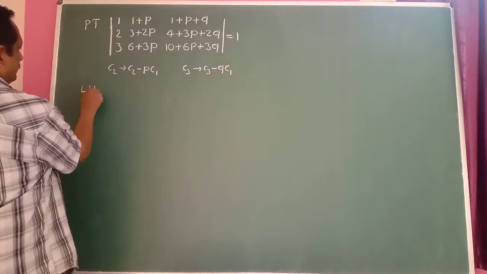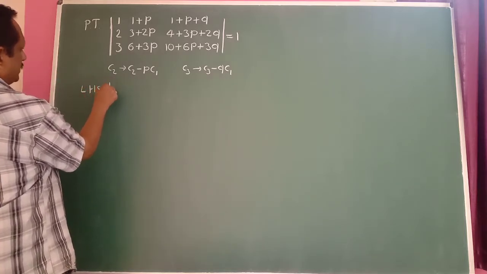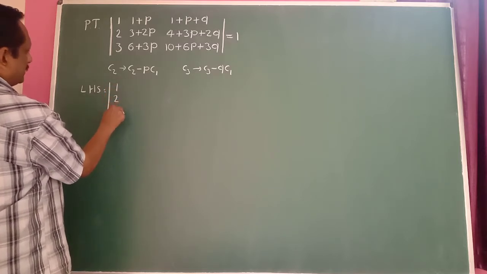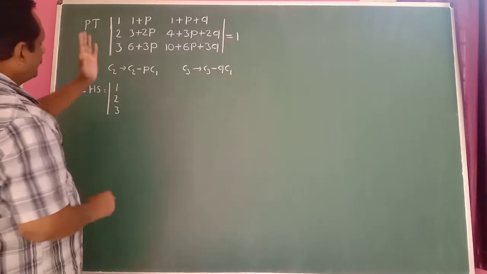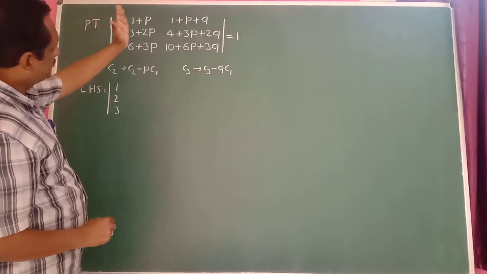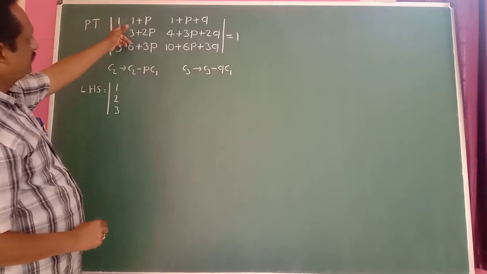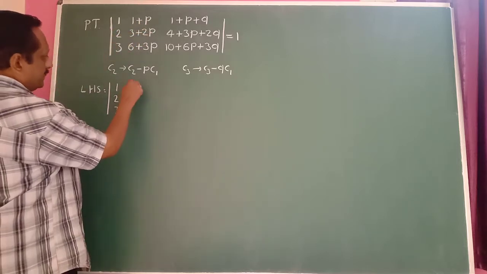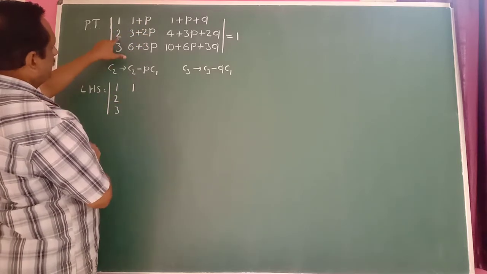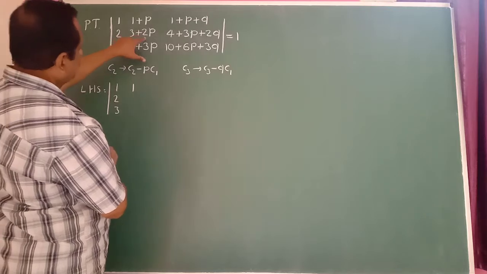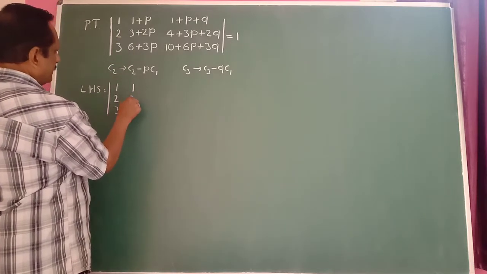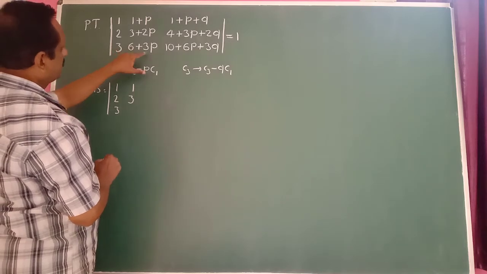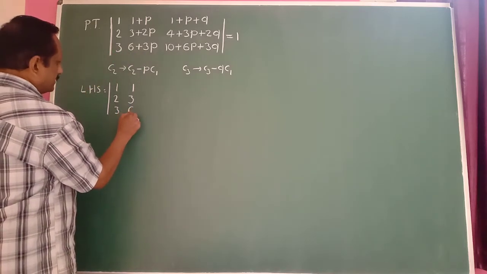So LHS is equal to the determinant of 1, 2 and 3 here. Multiply by P and subtract. P into 1 becomes P, and subtract; P and P cancel, remaining is 1. Multiply by P, then subtract; remaining element is 3. Multiply by P and subtract; remaining element is 6.